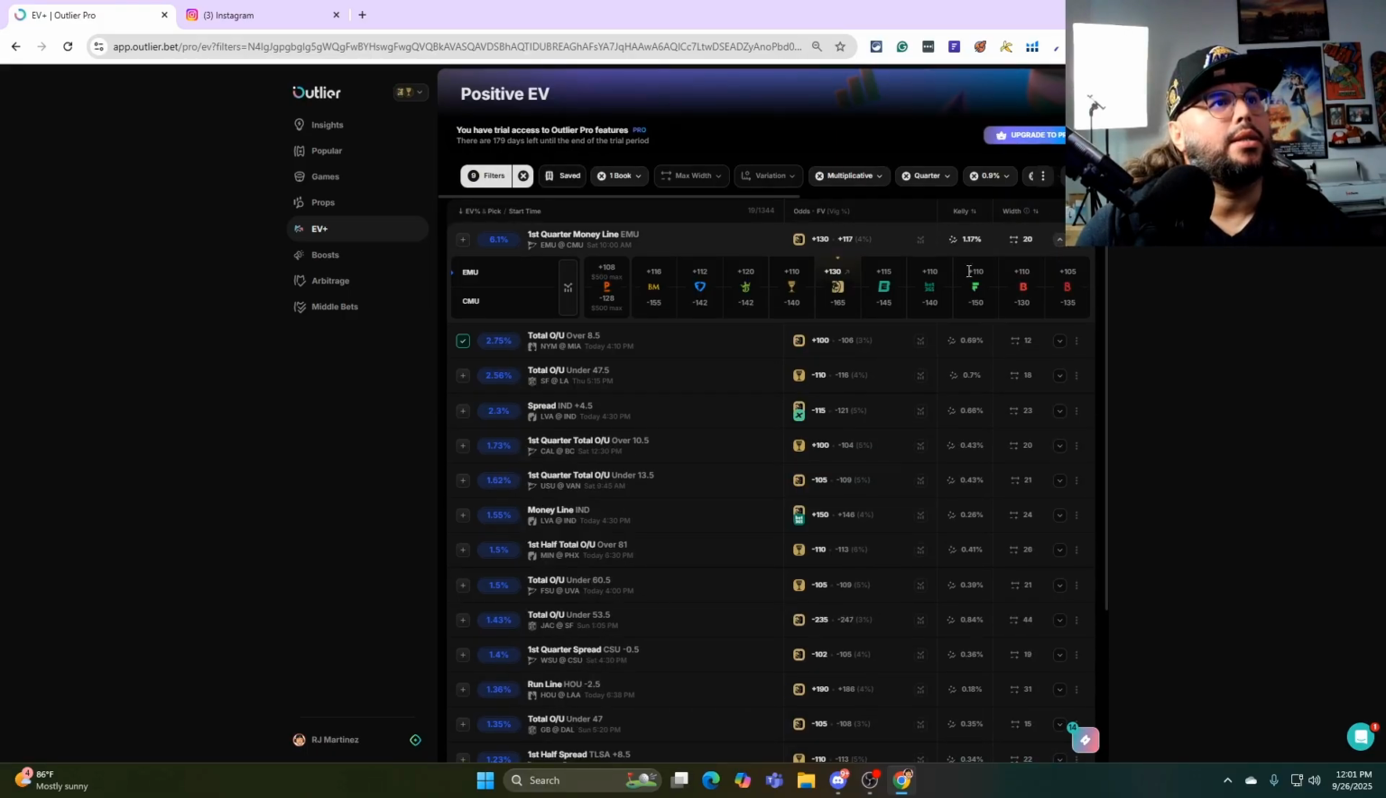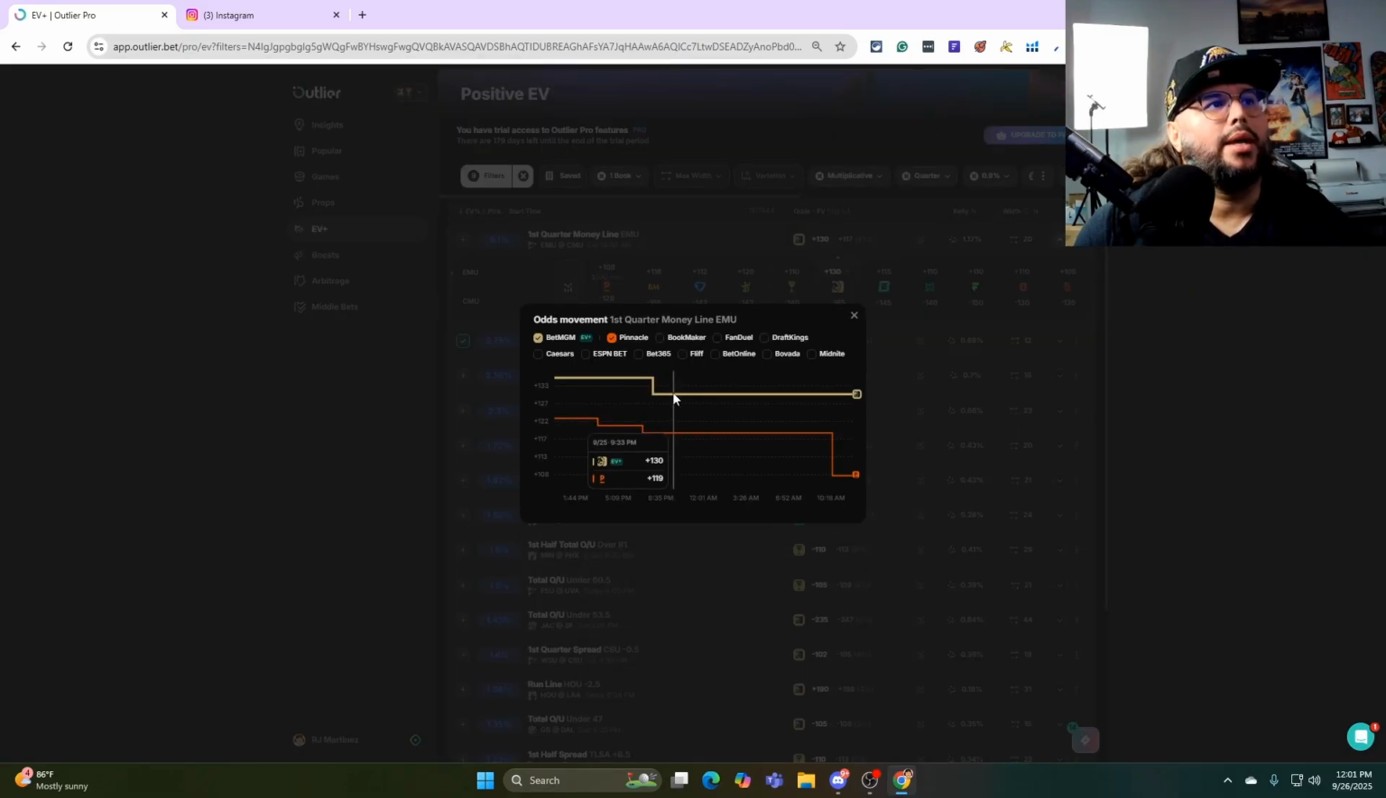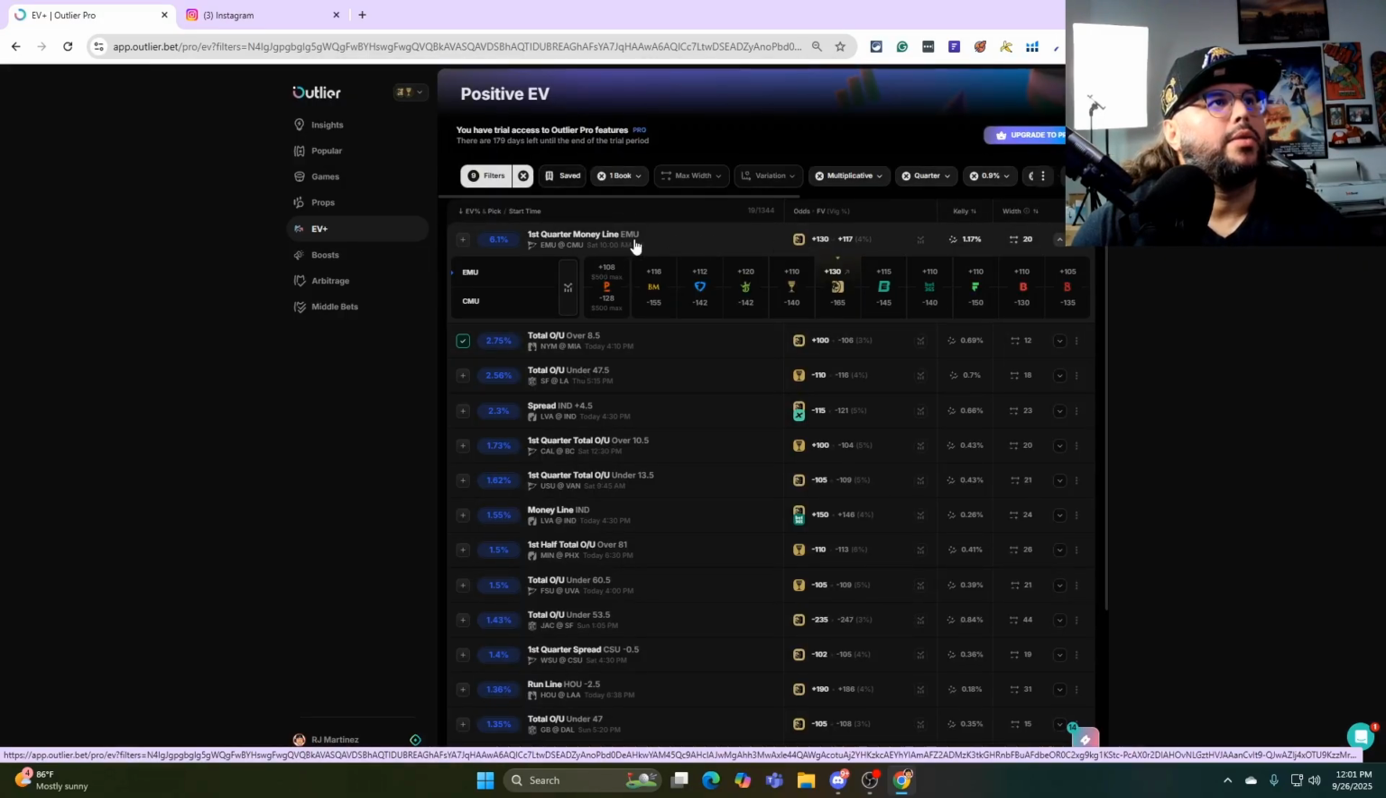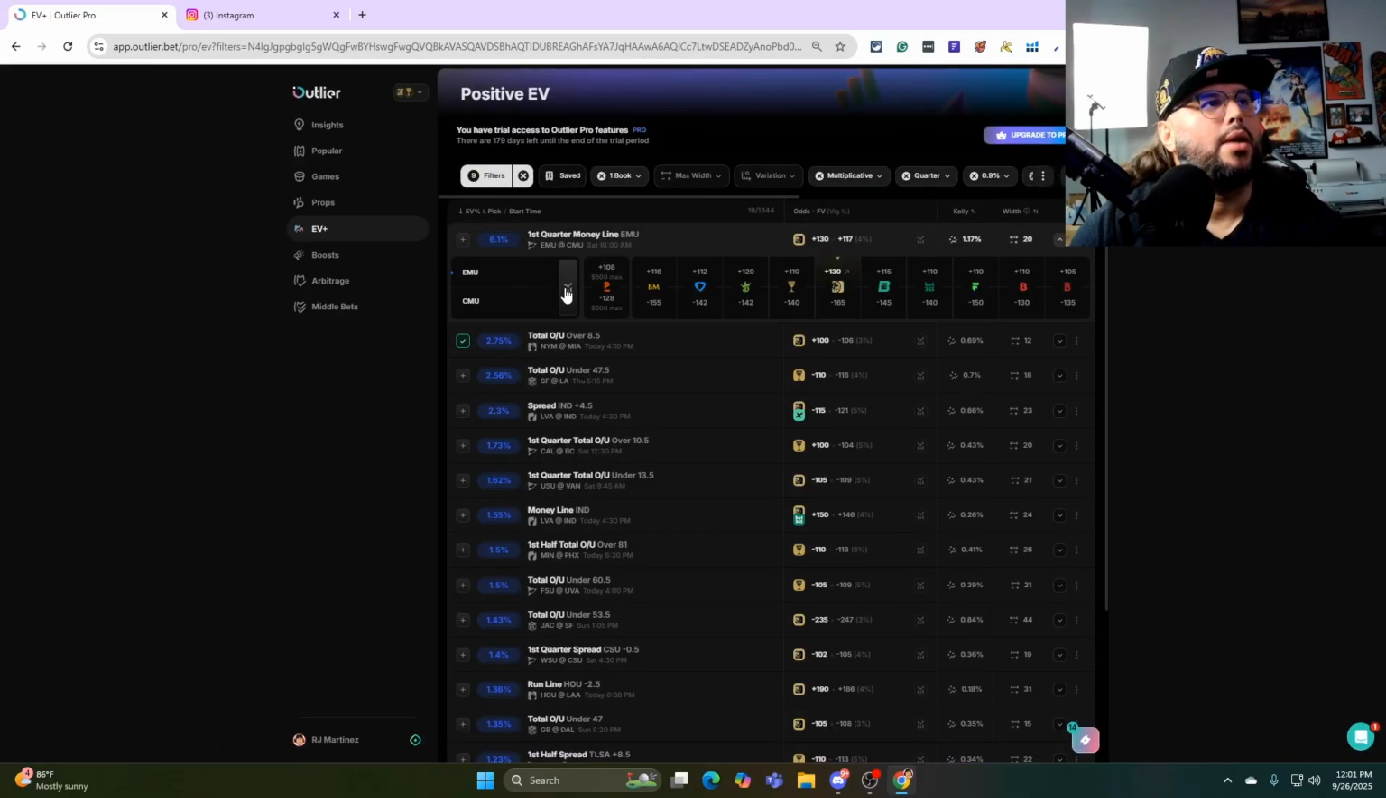Another one too, you just look at this. You can see the lines are moving here, but it seems like the line is moving more towards, okay, look at this, this is a good one too. It seems like the line's moving closer and closer because it's saying to go with the money line with EMU. You're seeing that, right? But if you look at this right here, it's still favored for CMU to actually win the first quarter compared to the other bookies.